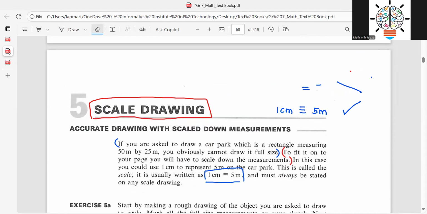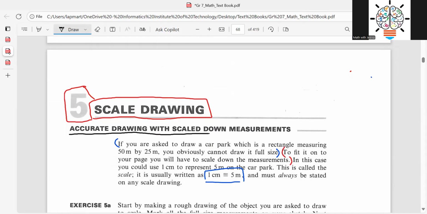You take your theory book and put the date. Listen to me. Put the date and write that chapter 5 scale drawing in pink color. Chapter 5 scale drawing, pink color. Then write down the subtopic, accurate drawing with scale down measurement. So that is the subtopic, in black color.